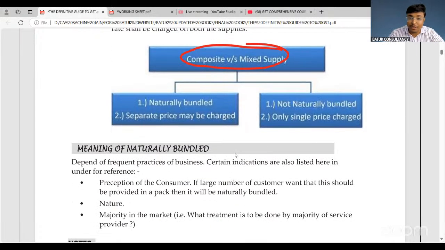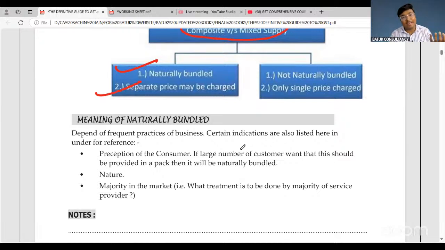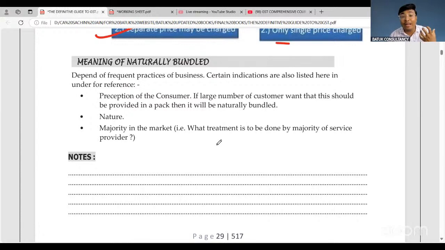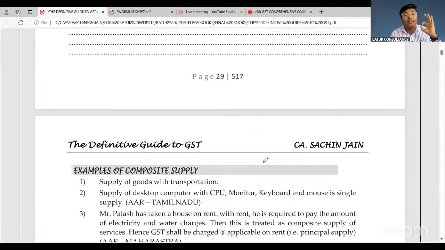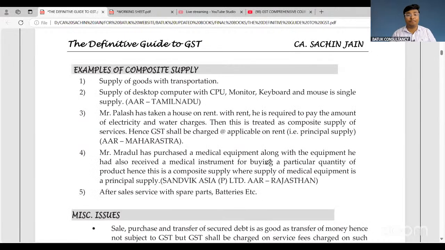Composite supply is naturally bundled, and a separate price may be charged. Okay. ऐसा नहीं है कि in case of composite supply you are not going to charge a separate price. In case of composite supply, yes, a separate price may be charged for the installation, but the rate of GST applicable is as per the AC. A mixed supply is a particular supply which is not naturally bundled, and only a single price has been charged. Now, what do you mean by naturally bundled? Perception of the consumer, nature and majority of market players will determine the composite and mixed supply.